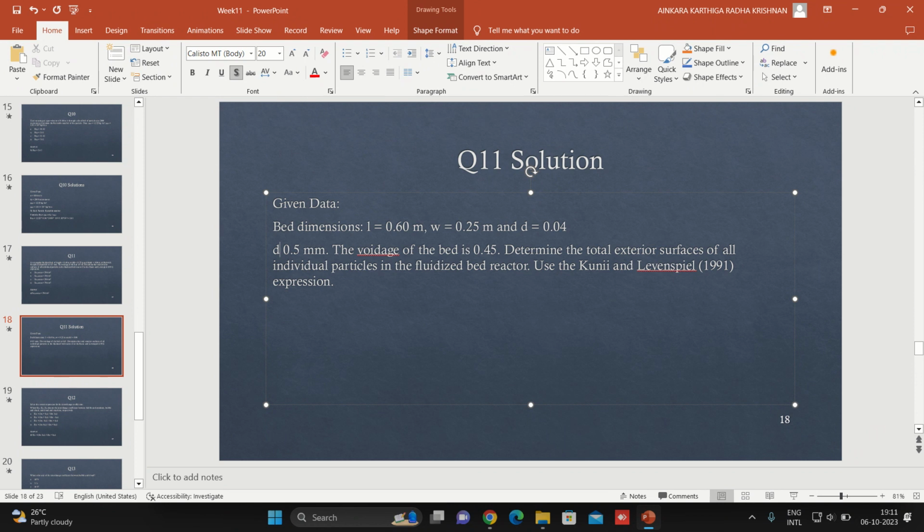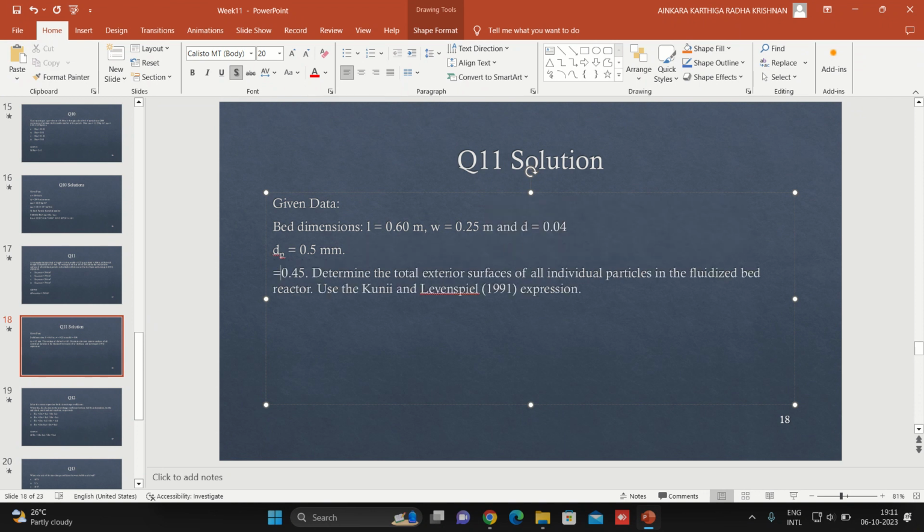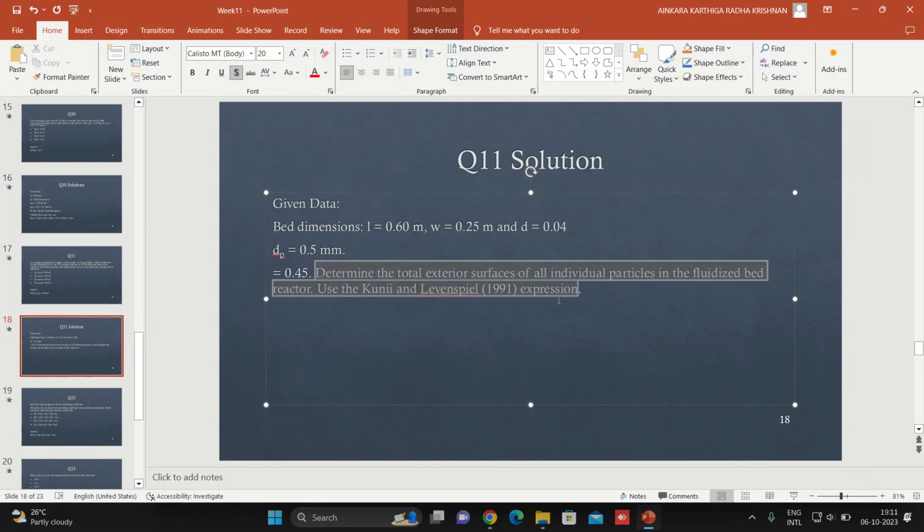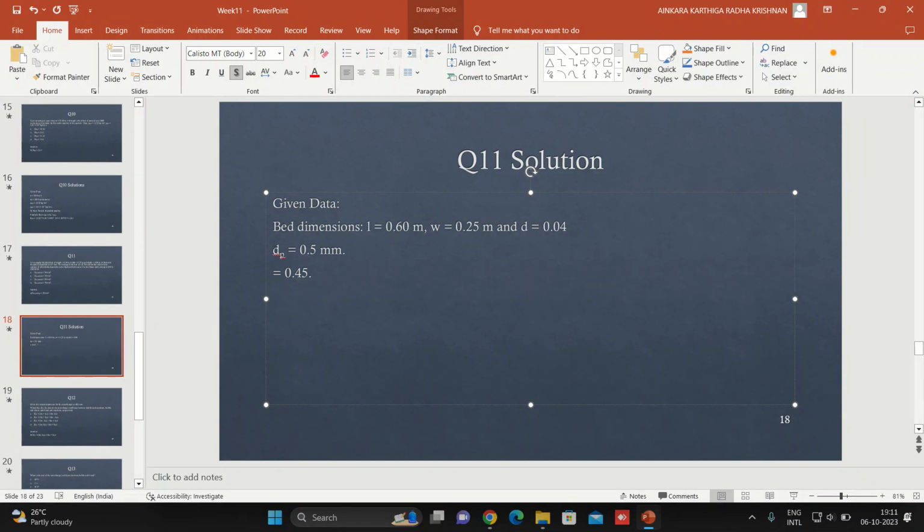dp is 0.5 mm. And voidage of the bed is 0.45. We are asked to find the total exterior surface area of all particles in the fluidized bed. So we are asked to find S particles.